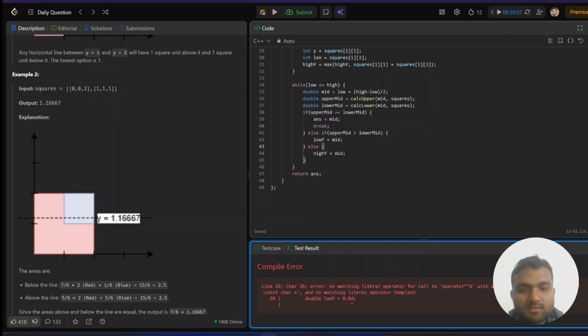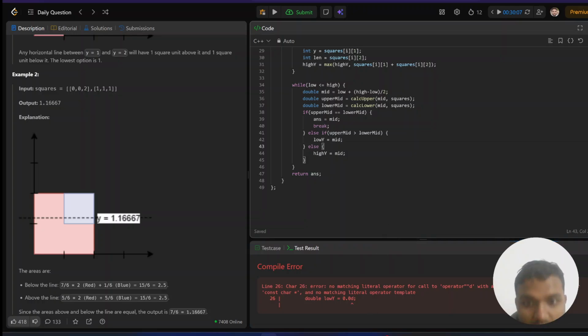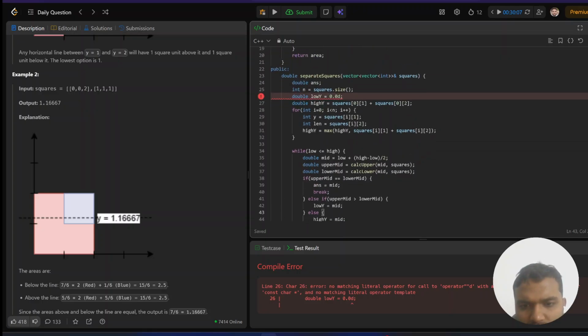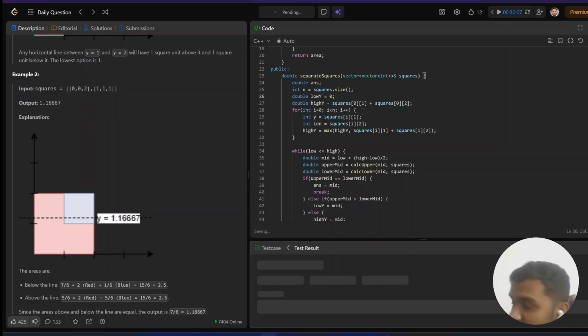What happens? Okay, this is wrong. Why wrong? I don't think so. Just remove it. I have used enough, more than enough. That's why the error comes.